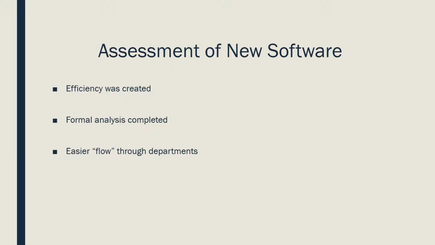So now, with the assessment of this new software, the efficiency was indeed created, and it did work. The formal analysis was also completed to make sure that it was thorough and that there was a limited amount of flaws in this process, which allows more systems to be completed and the information to be transferred more efficiently. This helps with easier flow through these departments, which helps each employee contact each other at a more efficient pace, which allows time and labor to be reduced. And this ends the systems development process.